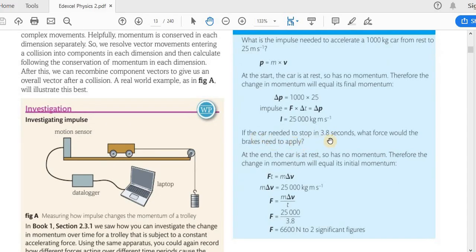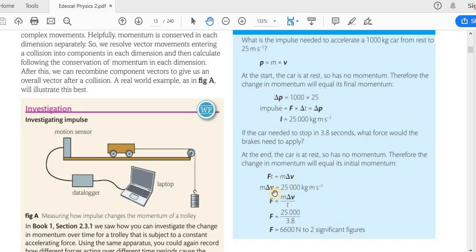If the car needed to stop in 3.8 seconds, what force would the brakes need to apply? They have given the time, and they are telling for it to stop. That means the final velocity is 0 and it needs to stop in this period of time. They are asking the force. So again, the equation that has these quantities is Ft equals m delta v. M delta v is the change in momentum. Ft is the force times time, which is impulse. So impulse is equal to this. Also it's equal to this.